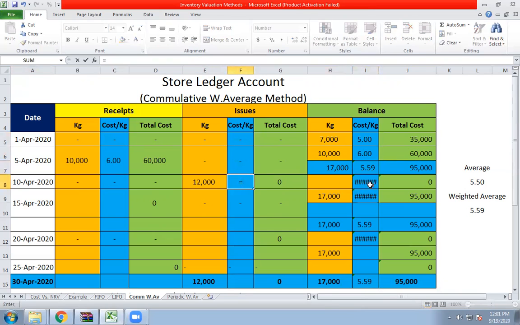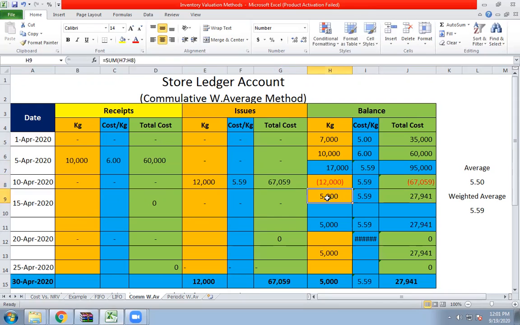I will simply put the reference of this over here. I will get a value of 67,059. Now I will deduct this 12,000 out of this 17,000 because I have issued this. I will get a remaining balance of 5,000, and definitely this inventory is valued at 5.59, making a total of 27,941. This is my updated balance.